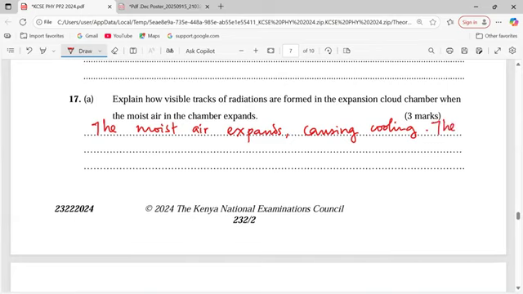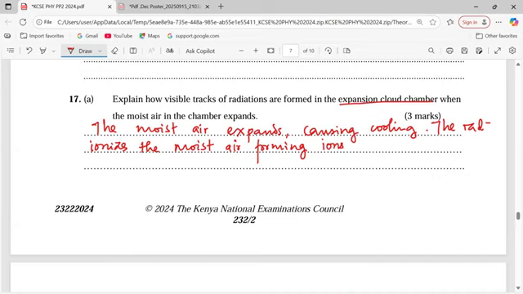Therefore, the radiation ionizes the moist air, forming ions. This is called the expansion cloud chamber, which is one of the mechanisms of radiation detectors, detectors of radiations, radioactive decay, in other words.